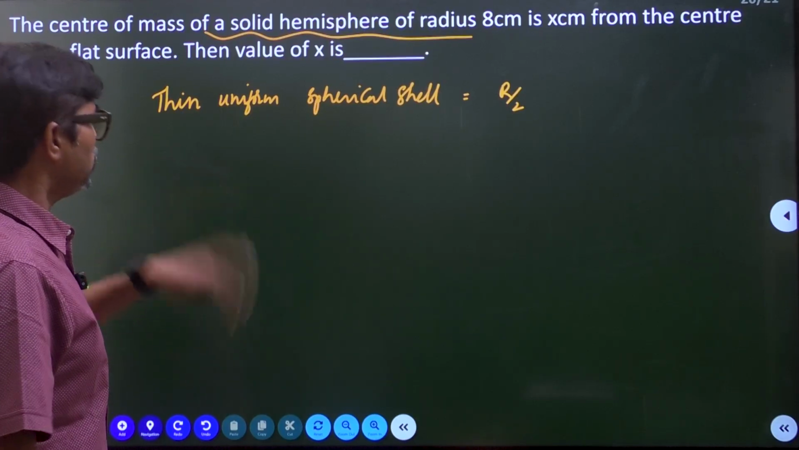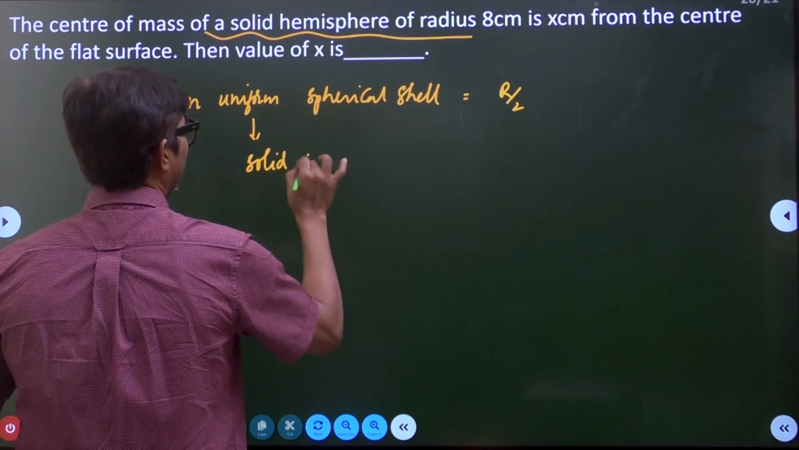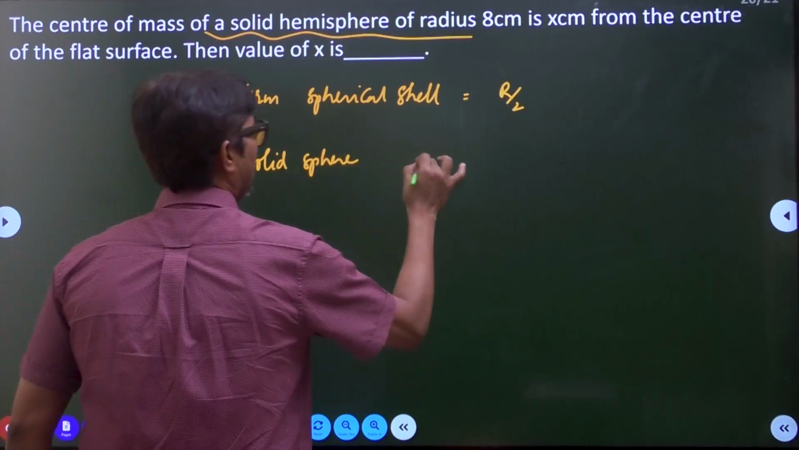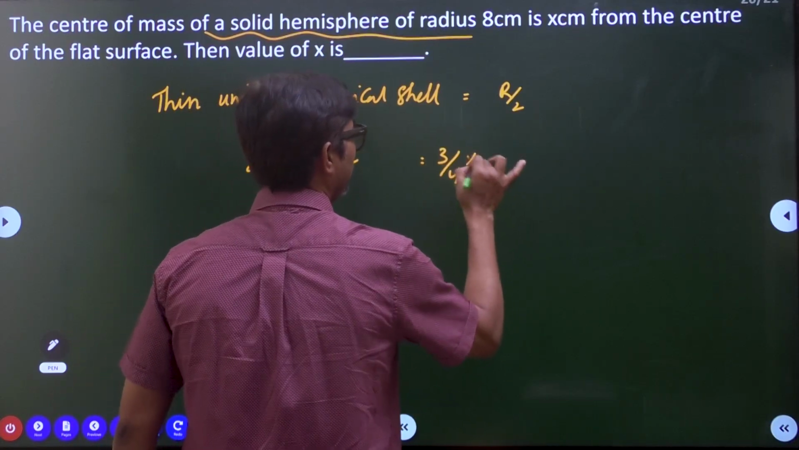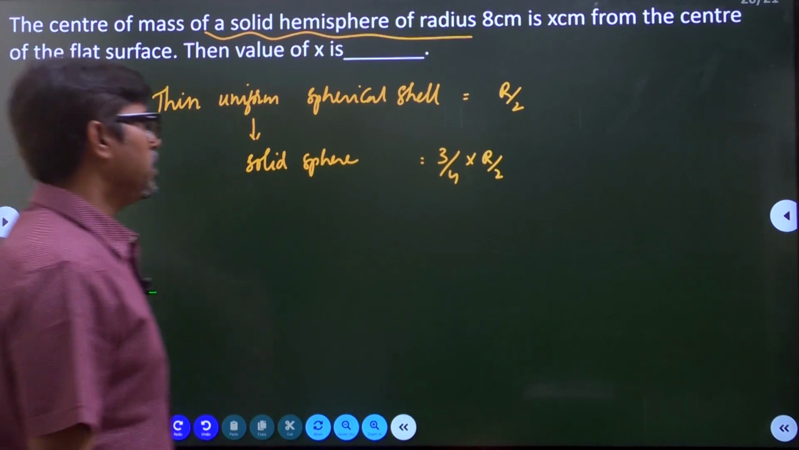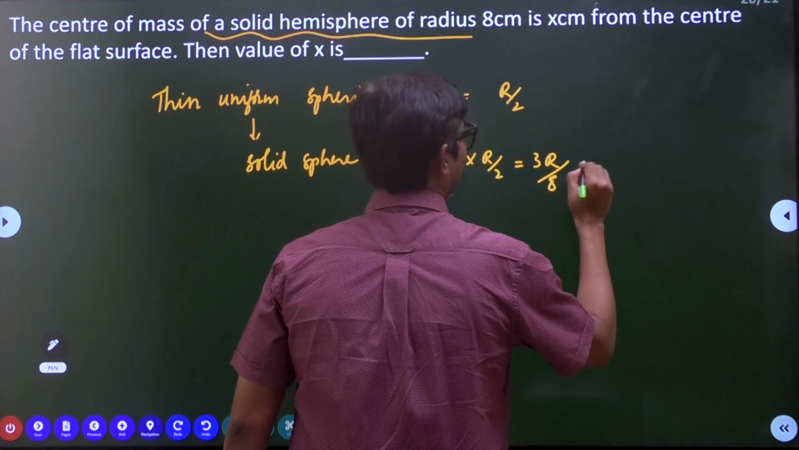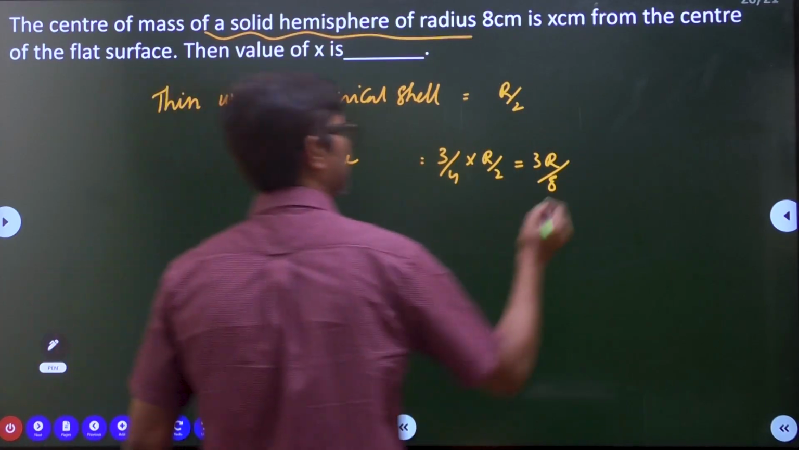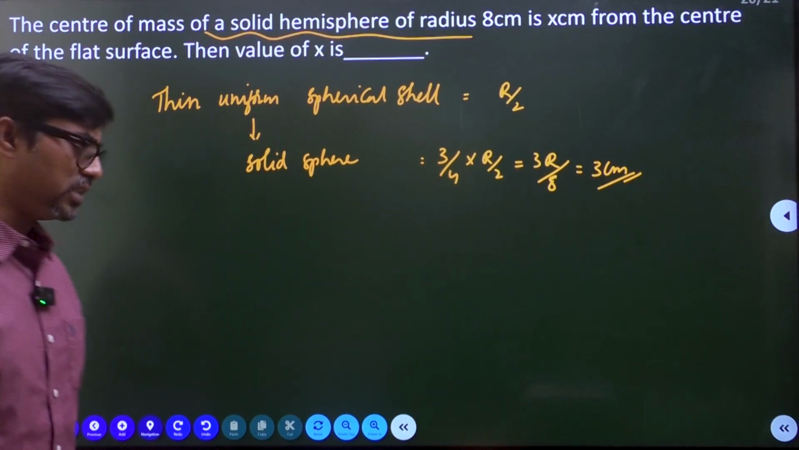Whenever I know it for a thin spherical shell, when you go for a solid sphere, the answer becomes 3/4 of it, 75%. 3/4 of R by 2. That's why I remember. It works even for a solid cone also. So this is going to be 3R by 8. And R they gave as 8, which means here it is going to be 3 centimeters. That's what the answer is.